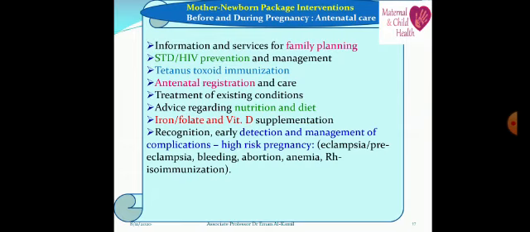Tetanus toxoid immunization for the mother. We should be sure that all mothers are immunized against tetanus. If the mother is not sure about her vaccination status, we are going to vaccinate her before pregnancy or during pregnancy, and then we continue the schedule of vaccination for 5 doses. We are going to discuss that. So if the mother is not sure about her immunological status regarding tetanus, we are going to vaccinate the mother.